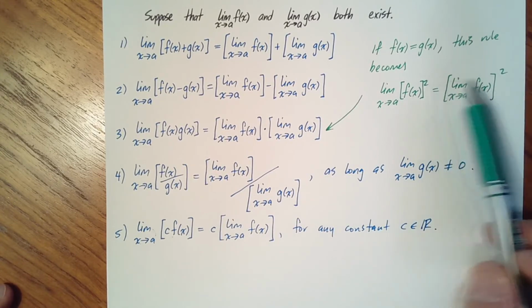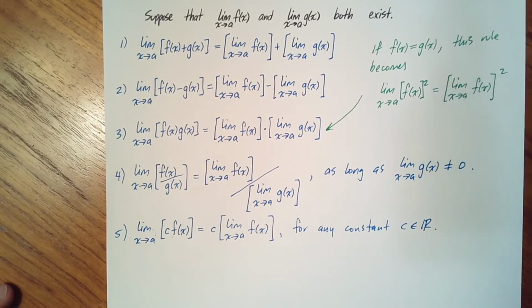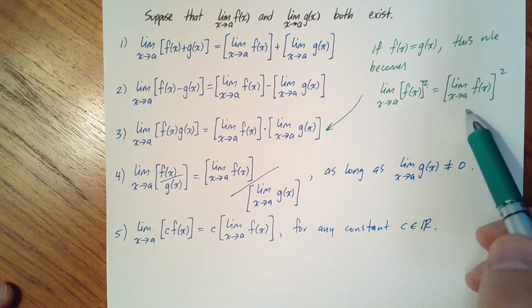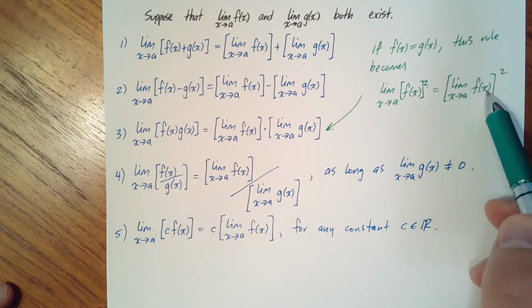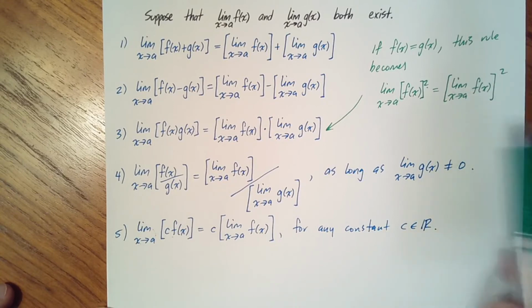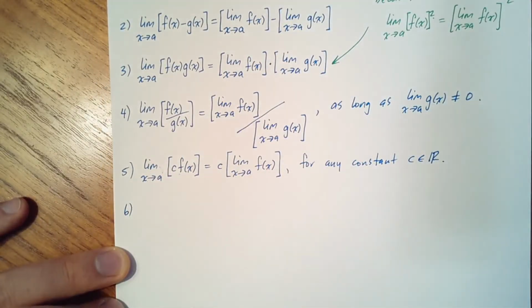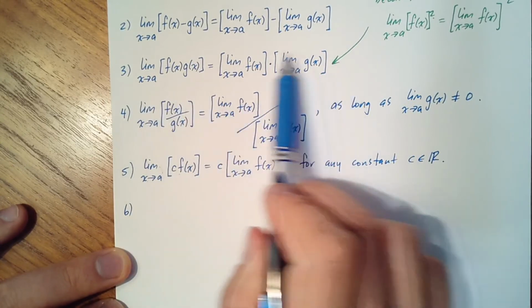And now this leads to another question. Well, if there's anything special about the power of 2, it would also apply for the power of 3. If I had f of x cubed, I could pull the power out of the limit and write this as the limit as x approaches a of f of x, and then cube the limit. And it works for any other power as well. So let's write that in as a property. This comes from repeatedly applying this rule.